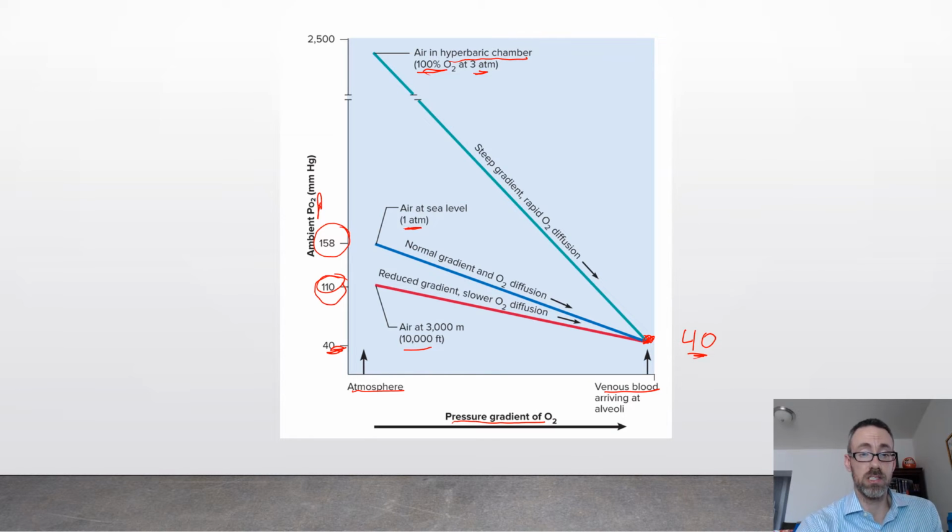So that increases the gradient greatly here. You can see it's just under 2,500 millimeters of mercury there. And you see how steep that gradient is. This would really drive oxygen in. So even though oxygen is not as soluble as something like CO2, we can drive in more and more oxygen if we can really increase that gradient. And so in certain clinical situations, something like this might be used where we really want to drive in that oxygen.